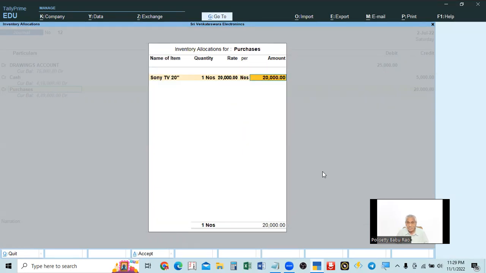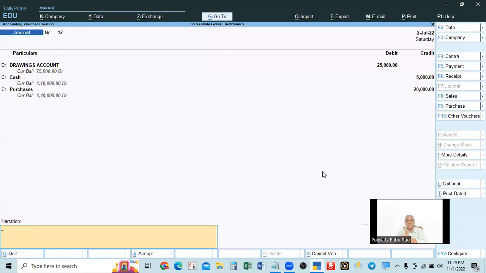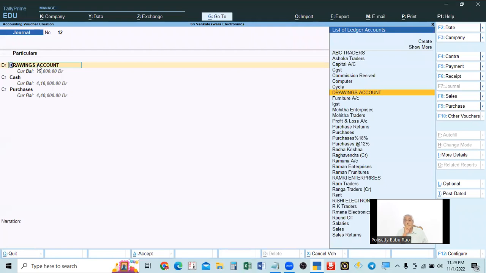Okay, like this, we have to enter this amount in this. So at the end, purchase account is to be credited. Drawings account is entered for the whole year. At the end of the year, the drawings account will be transferred to capital account, reduced from the capital.